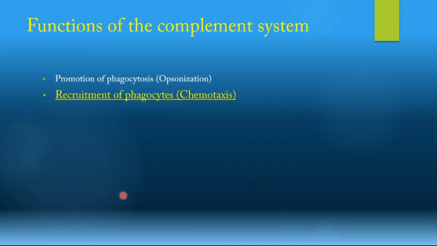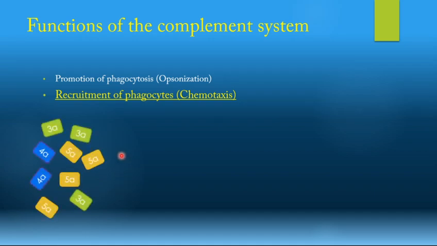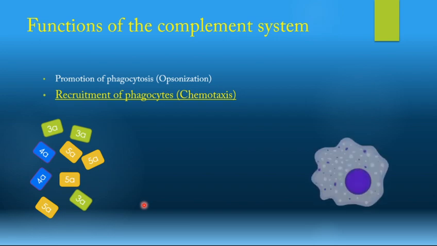The second function I want to talk about is the recruitment of phagocytes, or what we call chemotaxis. As I said, the small parts that are cleaved off are all chemoattractants. They all basically attract the phagocytes to come close to them. So here we have all of these small parts, 5a, 3a, 4a. All of these are the small peptides.